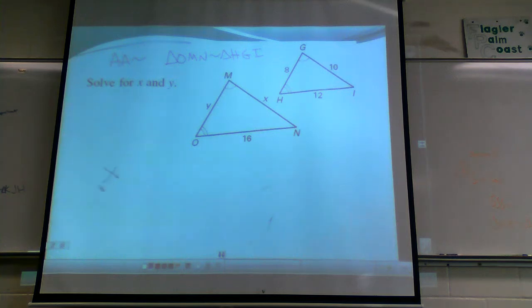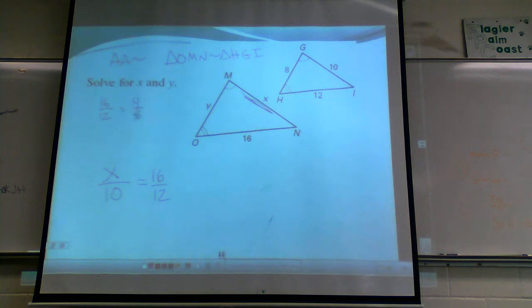I know this side right here corresponds to which one of the other triangles? 10. So I would do x over 10 equals, and then the other side, remember, you want two sides that correspond that actually have numbers on them. This would be your 16, 12. Another thing you can do, if you don't want to use the larger ones, like the 16 and 12, is from the get-go find the scale factor. The scale factor is 16 over 12 reduced, right? If I reduce 16 over 12, that's 4 over 3.